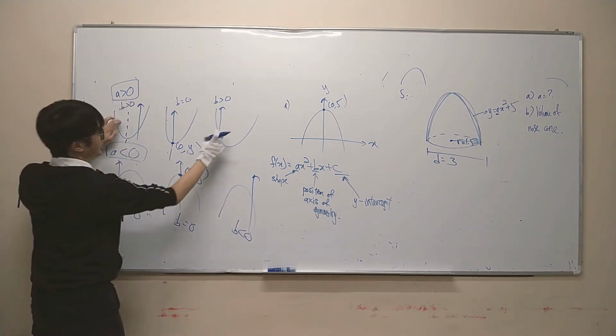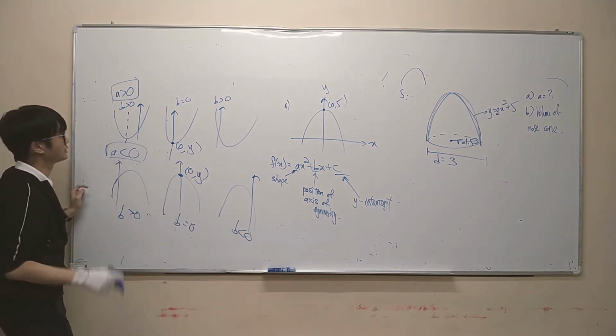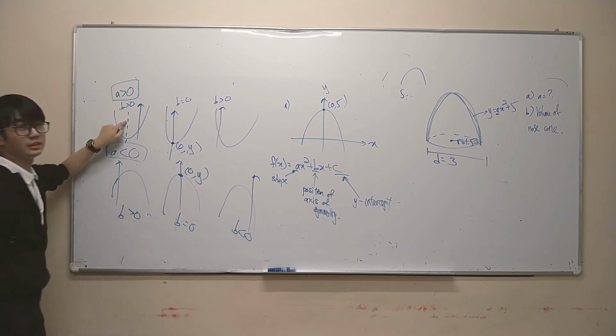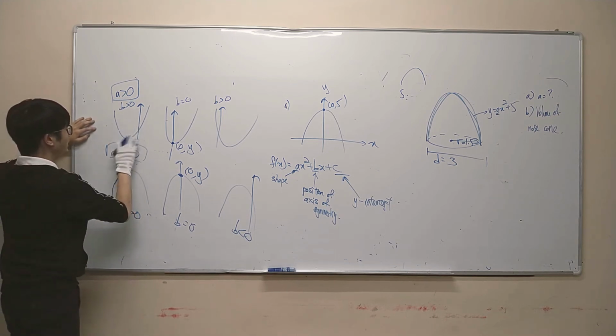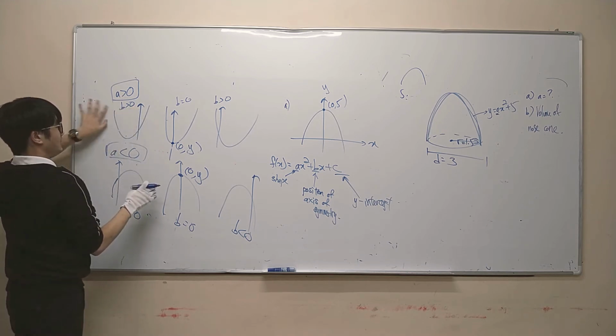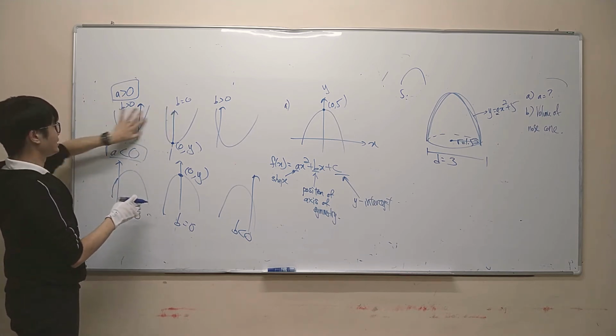Sebenarnya awak tak perlu hafal semua. You hafal one only, and then you will know the rest already. You know why? Because if you hafal one only, you know that when b is bigger than 0, the curve is leaning towards the left, right? It's leaning to the left.